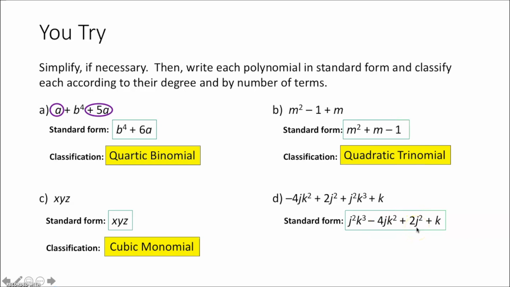Now, how do we classify this? Well, what's the greatest degree? The term with the greatest degree would be this 5 right here. So this is technically a 5th degree or quintic. And then 1, 2, 3, 4 terms. Anything with 4 or more terms is a polynomial. So it's a quintic polynomial.